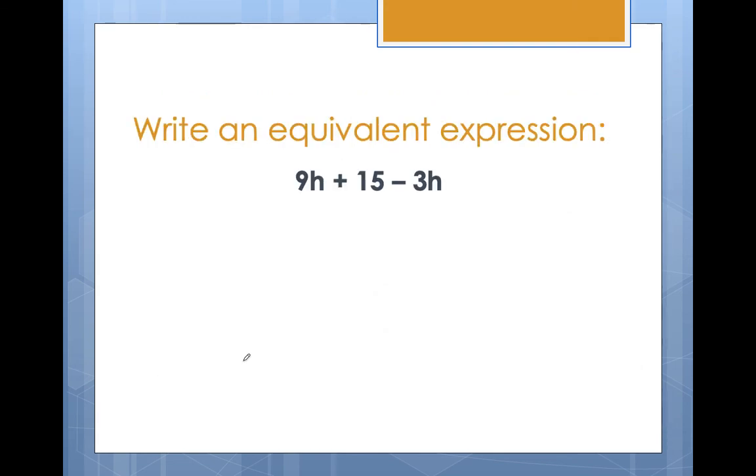Okay, so for a final example, I want you to write any equivalent expression to 9h plus 15 minus 3h. Your choice of how you want to do it. You can be as creative or as simple as possible. Just make sure it's different from what you see on the screen, but also equal.